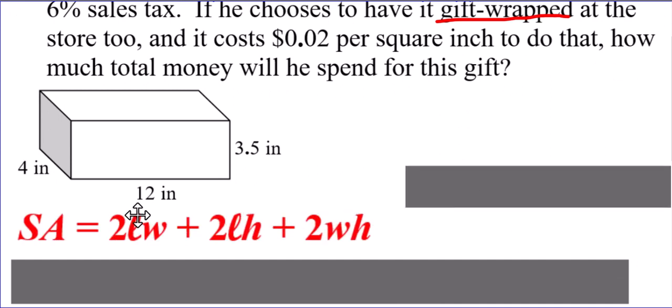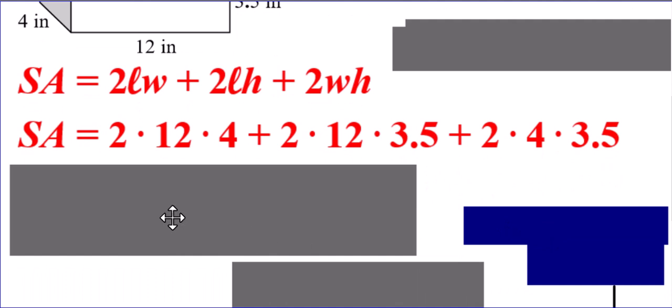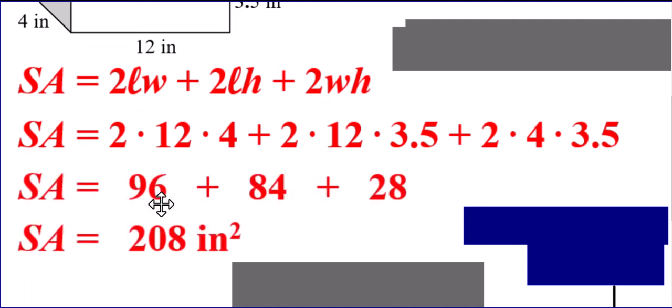I would recommend using the surface area formula of a rectangular prism. And again, I would make a decision on who I call length. I call 12 my length. Who I call the width, I called 4 my width. And then I called the 3.5 the height. You could have it switched around. So check your work. Somewhere you should have 2 times 12 times 4. Somewhere you should have 2 times 12 times 3.5. And somewhere you should have 2 times 4 times 3.5. From here, that's going to give you a surface area of 208 square inches.